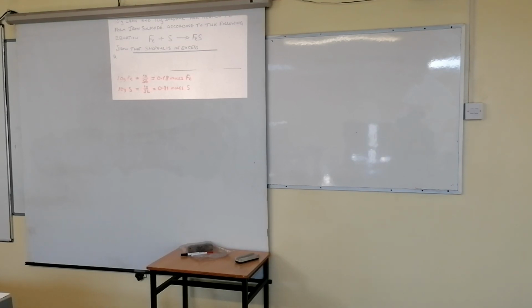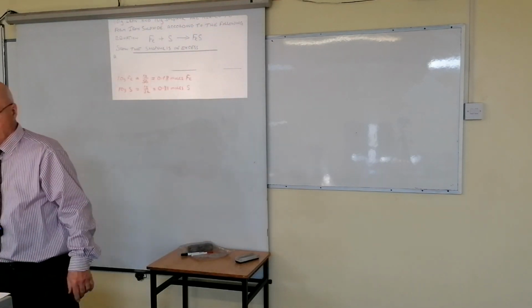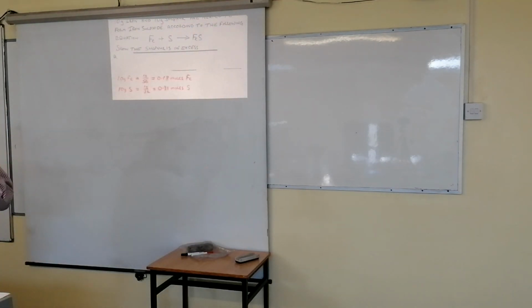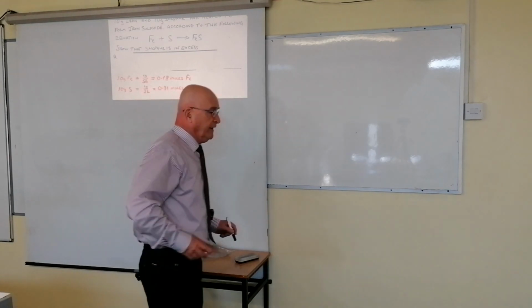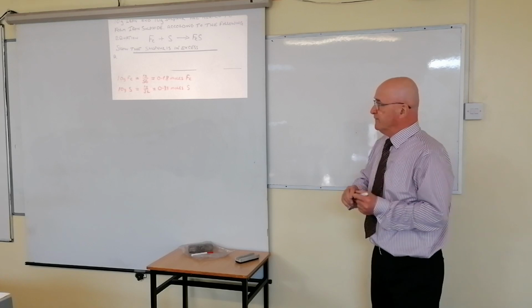And the next one: 10 grams of sulfur. Divide by 32, and you get about 0.31 moles of sulfur. Okay, that's the first part done. Now the next part, we're now going to construct the mole strip.